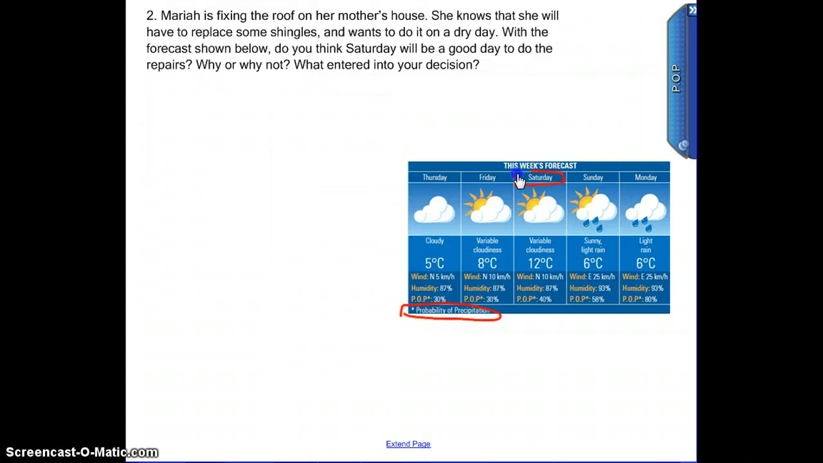So, looking at those, we know that POP is 40% that day, the probability of precipitation. What do you think? Okay, it's all right. It's less than 50, which makes it seem okay. But is there still a decent chance that it'll rain? Probably pretty good chance. Now, it would be up to you to make this decision whether you would take the risk or not. Brianna, would you take the risk?